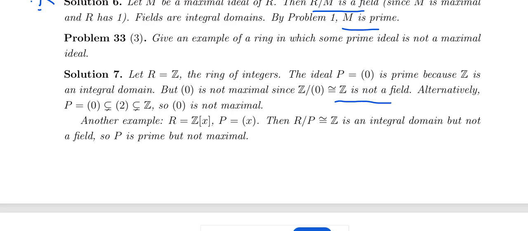Another example: R equal to Z[x]. P equal to the prime ideal generated by some element x. Then R by P is isomorphic to Z, which is an integral domain, where P is generated by some arbitrary element x. So it is an integral domain but not a field. Therefore P is a prime ideal, not a maximal ideal.